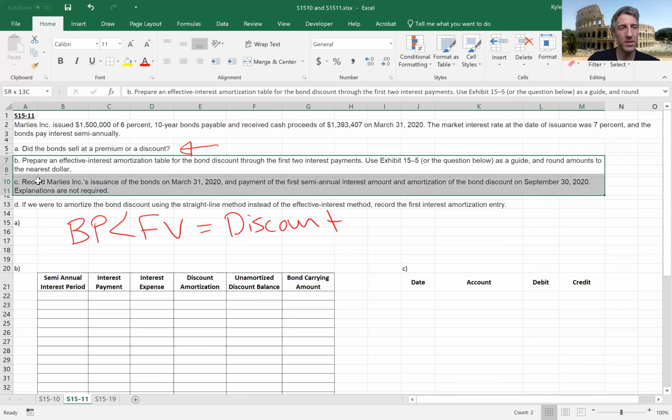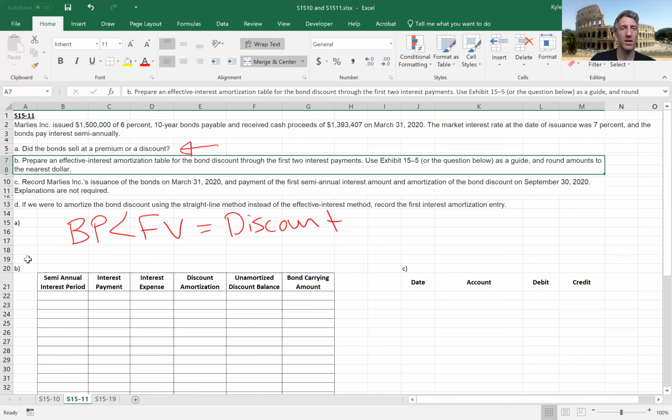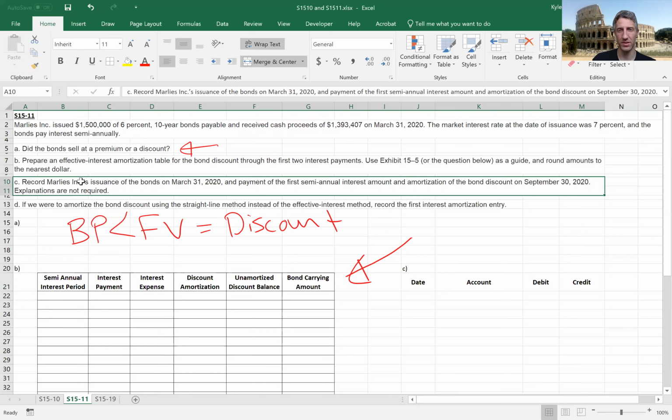Now, in doing this, I'm going to do part B and part C together. Part B is to prepare an amortization table, and I have a template set up for us here. And part C is to do, I think, the journal entries, and I have a template set up for us here.